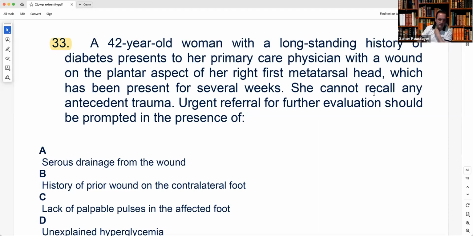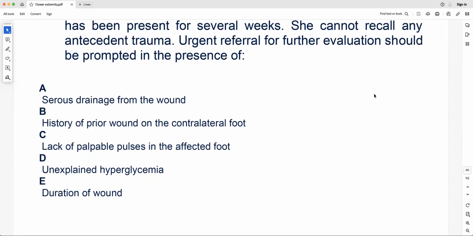Let's see what scenarios they gave you. Let's start with the first one: serous drainage from the wound. No. History of prior wound in the contralateral foot. Also no. Lack of palpable pulse in the affected foot. Yes, because that also indicates ischemia with the infection. Unexplained hyperglycemia. This can also alert you to sepsis. Duration of the wound.